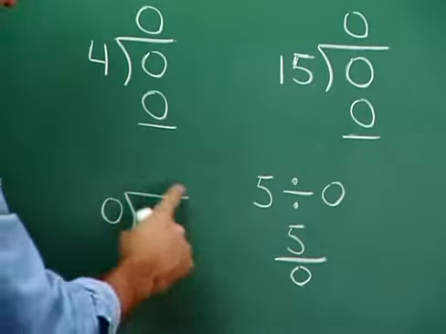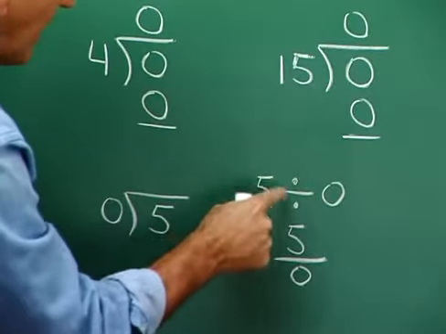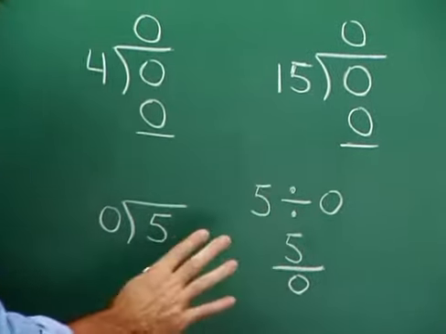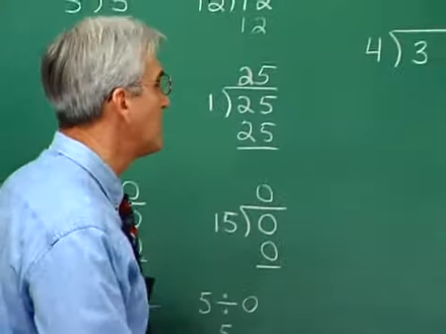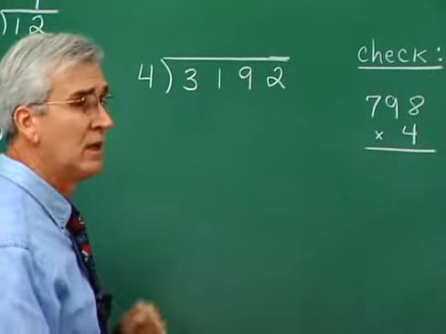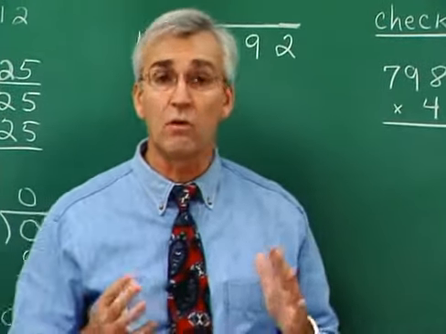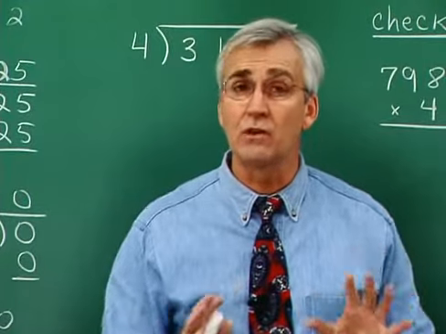Now, this division by 0 can appear in a couple of other ways. It can be 5 divided by 0. That's impossible. Let's talk about a somewhat more imposing problem. We're dividing 4 into this big number. Now we can think of the idea of separating the number into 4 equal groups, and how many items are in each of those equal groups.